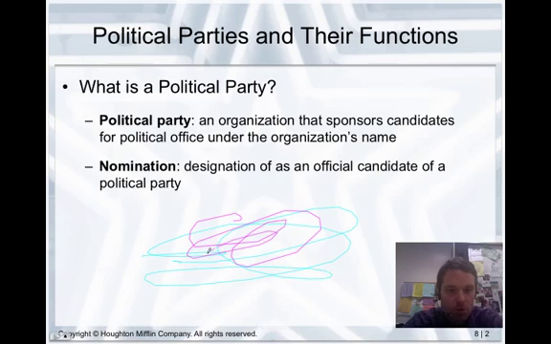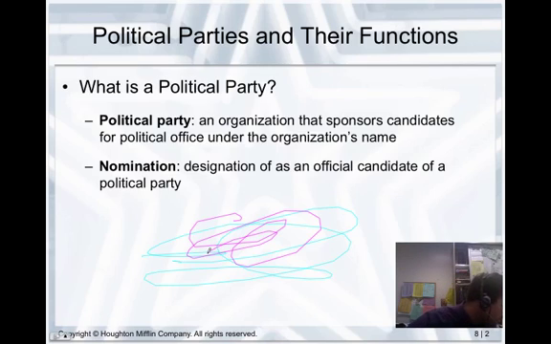Magenta. Okay. A political party is an organization that sponsors candidates for political office under the organization's name. A political party's goal is to get their candidates elected to office. It's different from an interest group. Sometimes they say they have the same goals as interest groups, but ultimately their main purpose is to get their members elected to office.